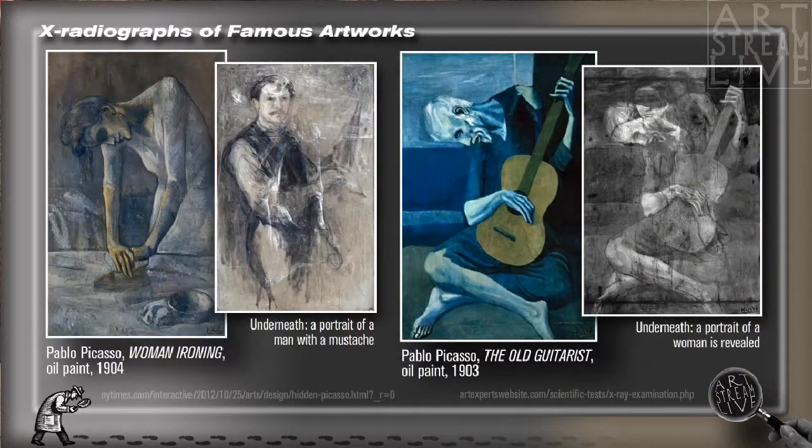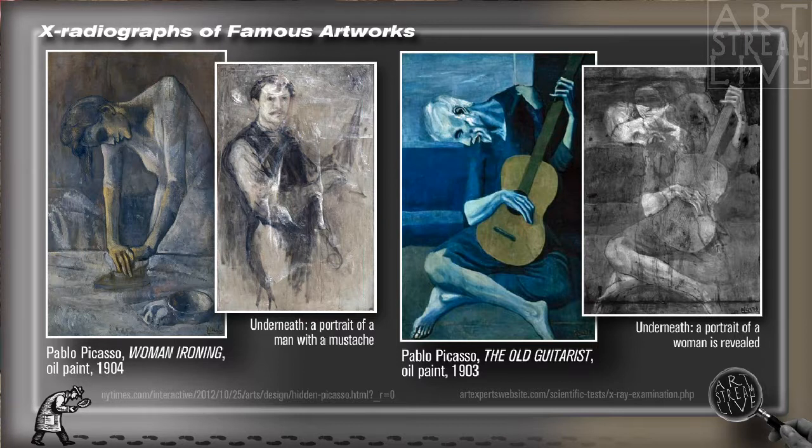Now we're getting back into Pablo Picasso again, and this is The Woman Ironing, and when they examined that, lo and behold, there's a portrait. The portrait's actually upside down in relationship to her. I flipped it over. It's a portrait of a man with a mustache. So that's underneath it. Now that he's famous, they like knowing what he did, how he worked. It gives them ideas about the kind of work techniques he had.